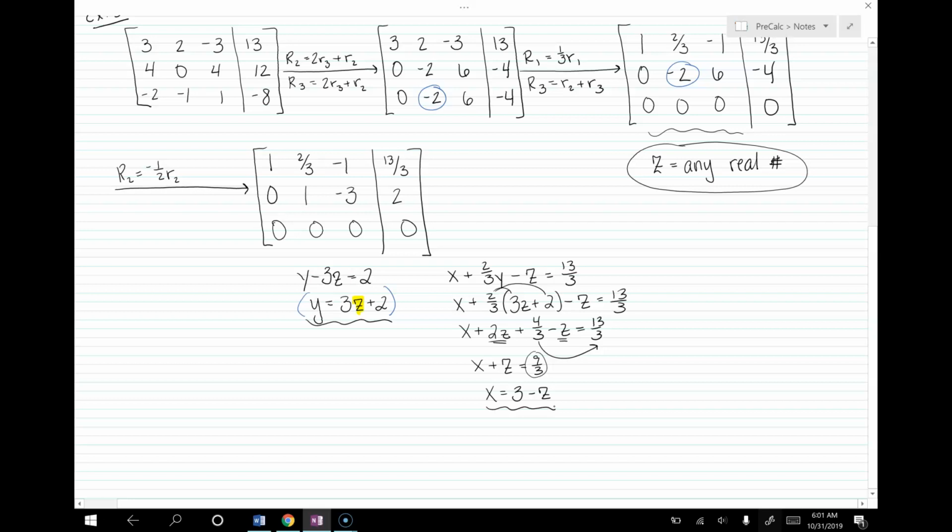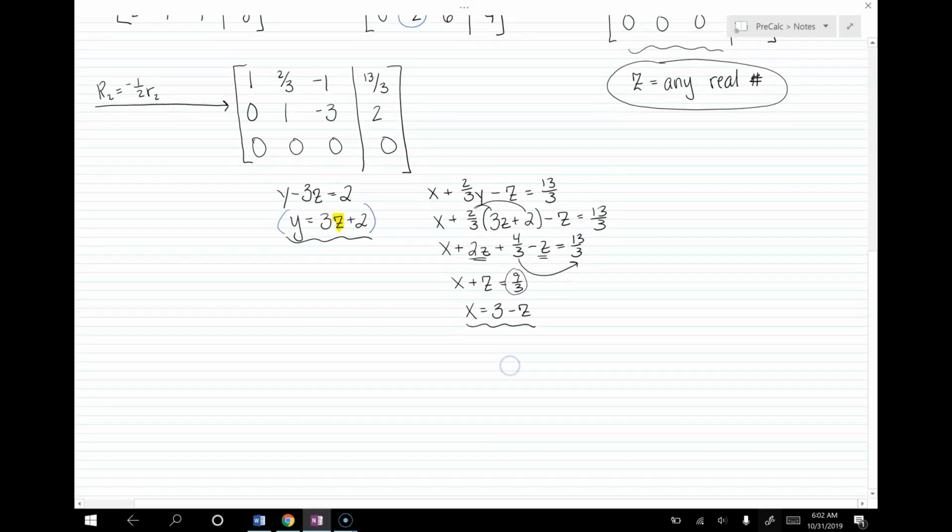Again, if you get that z is any real number, you have to write all of the variables in terms of z only, so that you can substitute it in to find what those variables actually are when z is given a value. Okay, so the cool part is now we get to write that x is 3 minus z, comma, y is 3z plus 2. And then z is z, where z can be any real number. And that's your final answer.